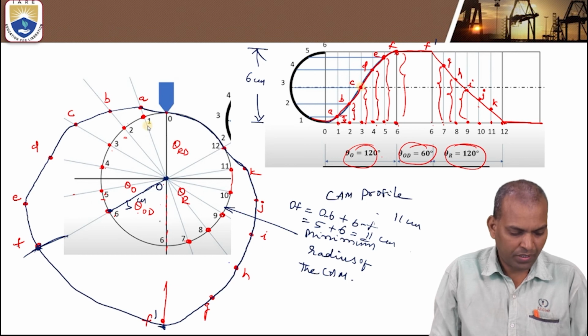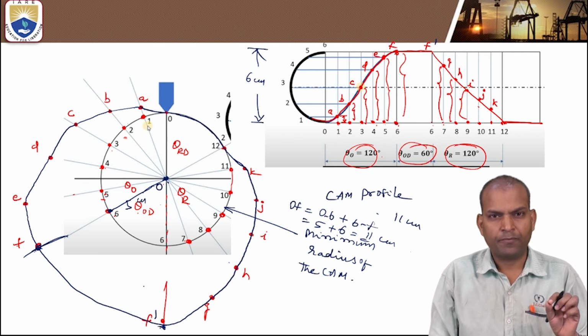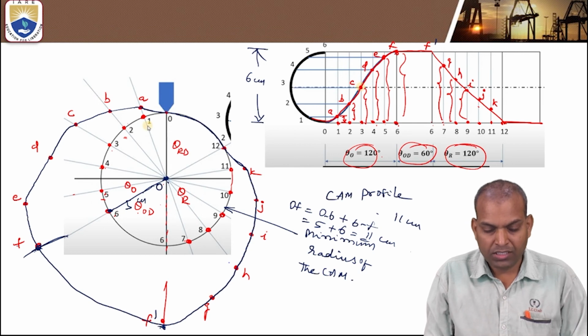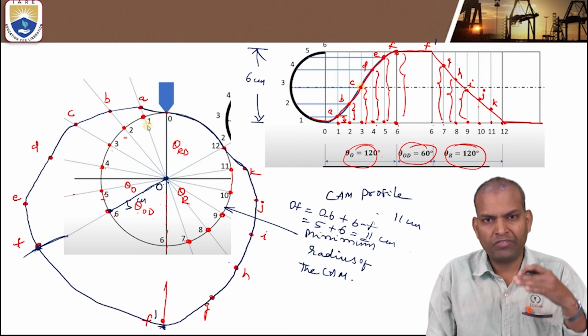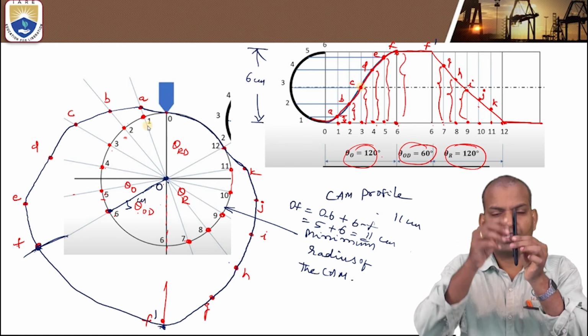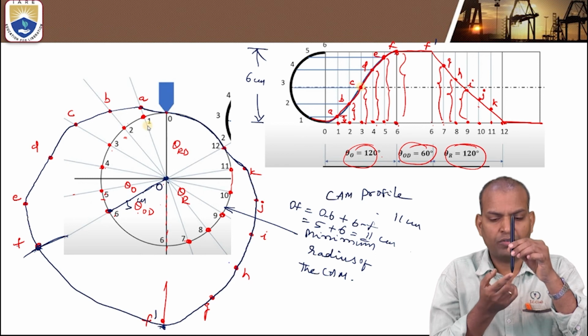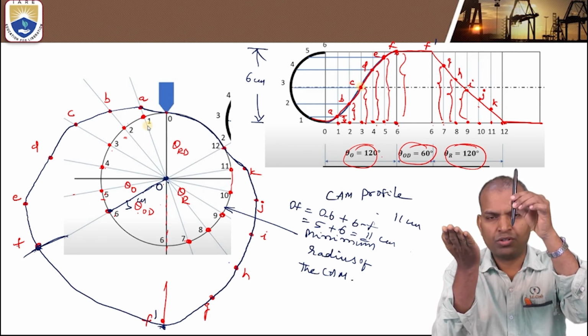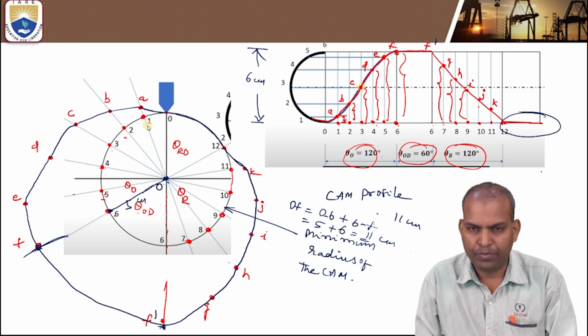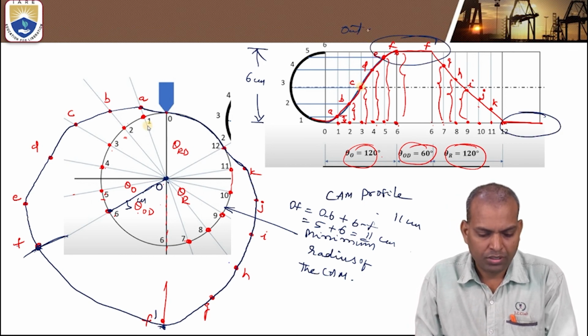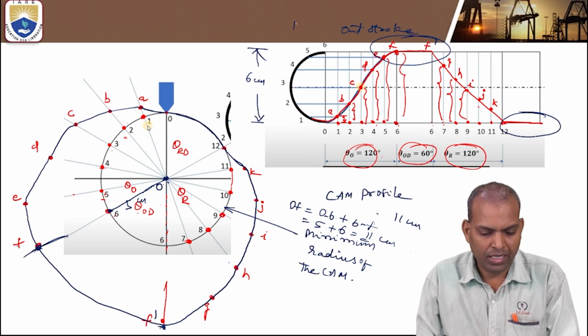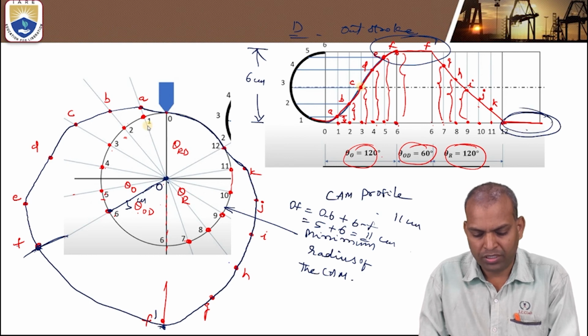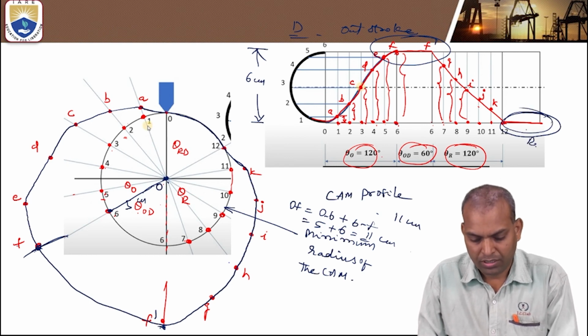We can also define the distances from O to F dash. OF should be equal to OF dash. O to F and O to F dash are the dwell zone during outstroke. The outstroke dwell is at the top, at the maximum, where the knife edge follower dwells. Dwell zone will be on the top during outstroke, and for return stroke, the dwell zones are below. This is the outstroke dwell zone, the dwell period during outstroke. This is the zone of dwell during return stroke.